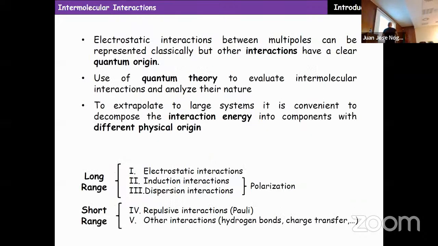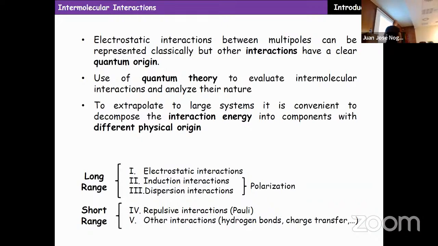So, how to deal with intermolecular interactions? How can we study intermolecular interactions? We can study them classically, if we have intermolecular interactions that are mainly electrostatic, because with multipole expansions we can investigate the intermolecular interactions between multipoles of different fragments of molecules.